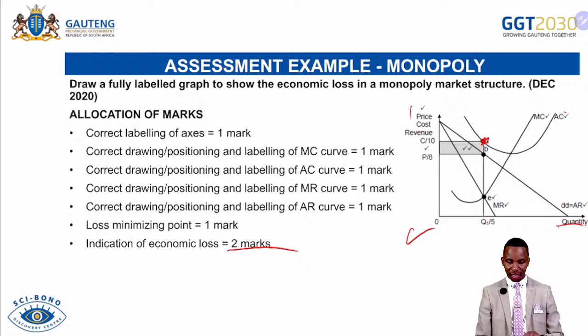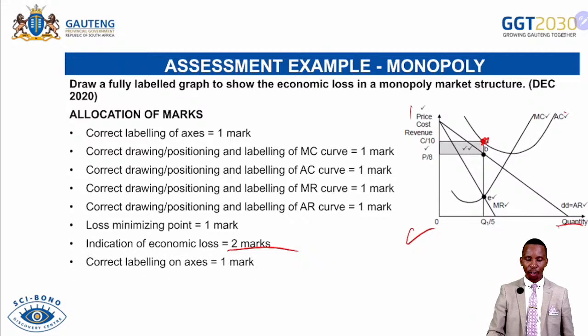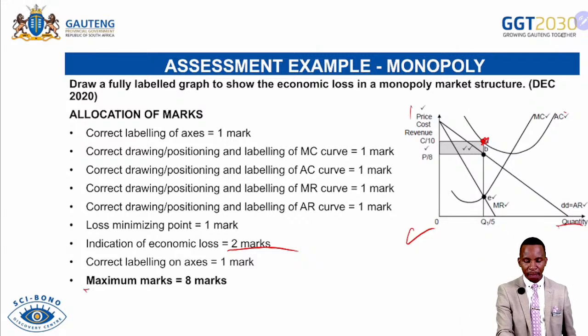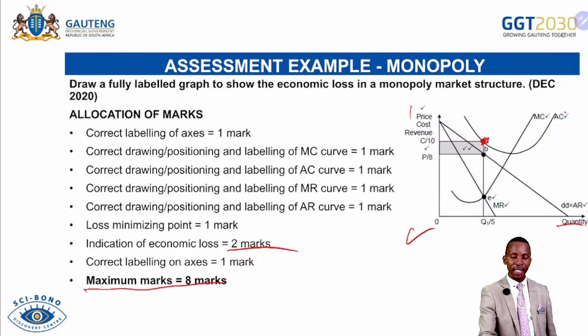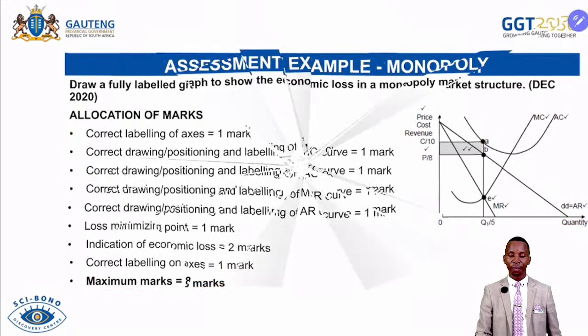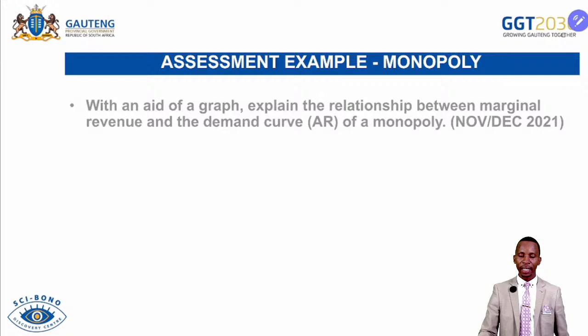It was 8 marks if I'm not mistaken. And then correct labeling of axis is 1 mark. The maximum mark was 8 marks for this graph. So ensure that all of these things indicated here, you are able to provide them correctly in your graph. The second assessment example.